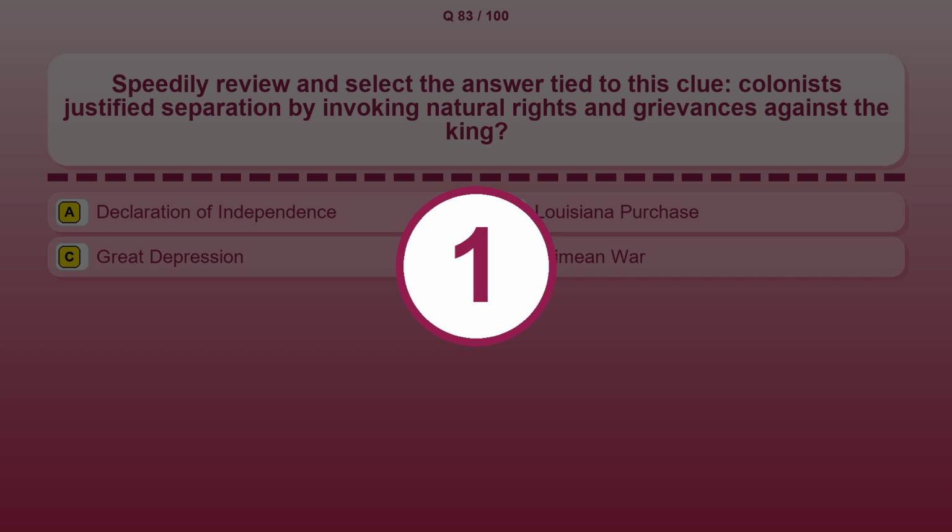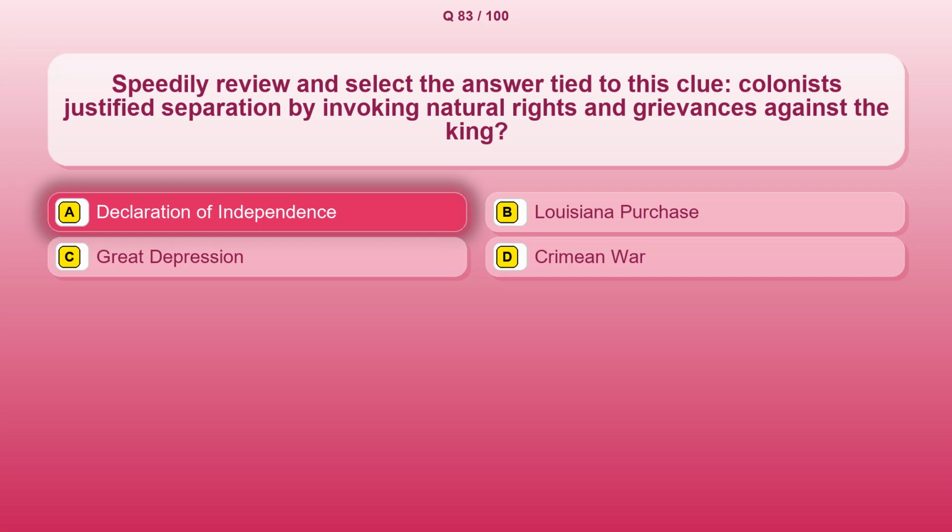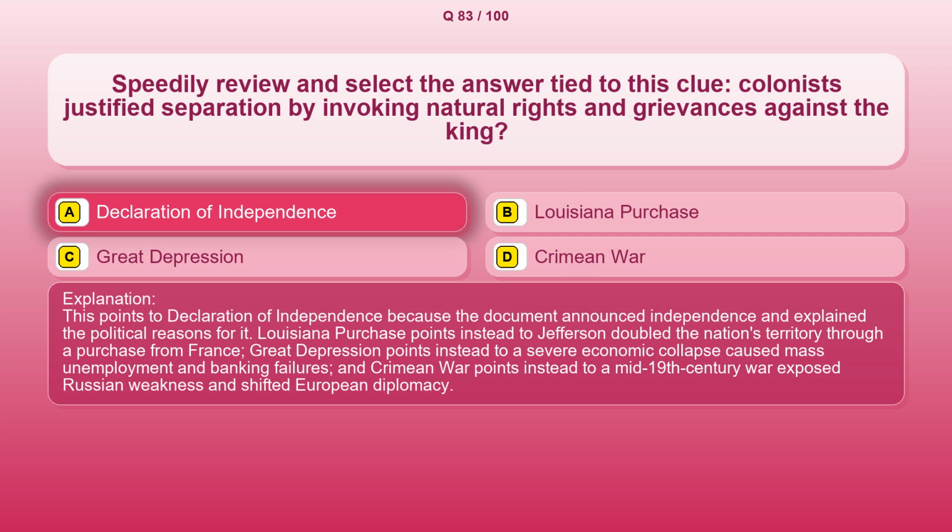The correct answer is Option A, Declaration of Independence. This points to Declaration of Independence because the document announced independence and explained the political reasons for it. Louisiana Purchase points instead to Jefferson doubled the nation's territory through a purchase from France. Great Depression points instead to a severe economic collapse caused mass unemployment and banking failures, and Crimean War points instead to a mid-19th century war exposed Russian weakness and shifted European diplomacy.